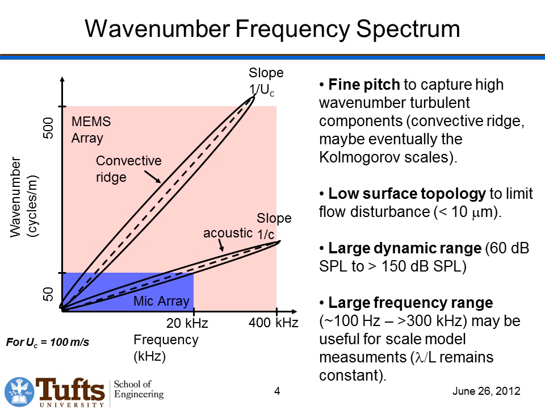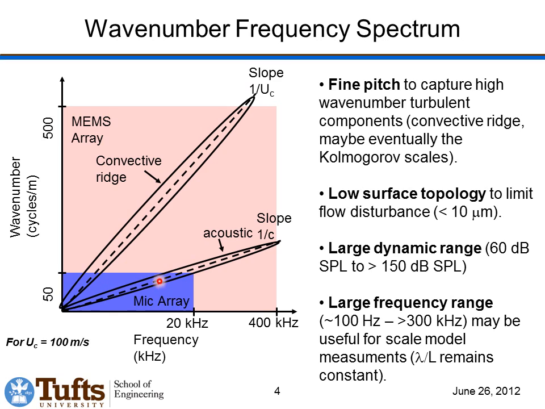which is maybe about 0.7 times the free stream velocity. And this convection velocity is less than the speed of sound, and so that means that the energy of convecting eddies, a lot of the energy lies along this convective ridge. Now, for a traditional microphone that might be measuring acoustics, the propagation speed is the speed of sound, c, which is larger than this convection velocity.